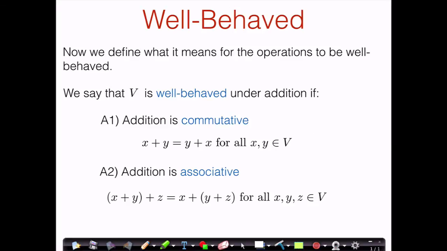The second condition is that addition is associative. So that means that if we first take x plus y and then add z, that's the same as if we first add y plus z and then add x. So this is saying that in general, if we have a sum of several elements, we don't need to use parentheses. It doesn't matter in which order we add things. So again, this is something that's true for vector addition for n-dimensional vectors, real vectors, or in the case of matrices.